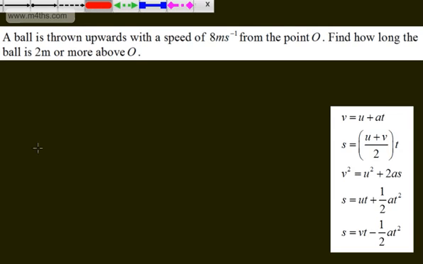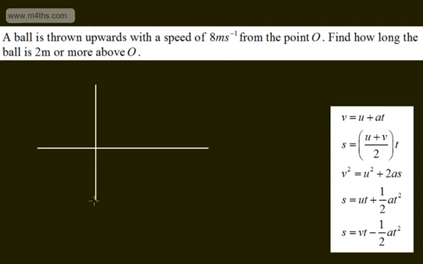A ball is thrown upwards with a speed of 8 meters per second from the point O. Find how long the ball is 2 meters or more above O. Okay, so let's draw a sketch. So here we've got O, and I like to do this on coordinate axis. You certainly don't have to, but what we're going to have then is the following.